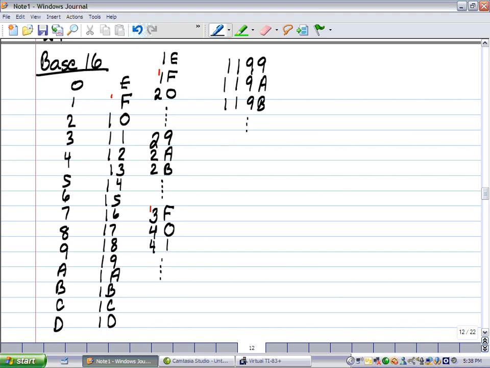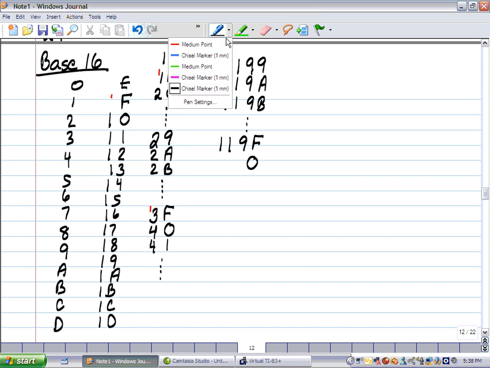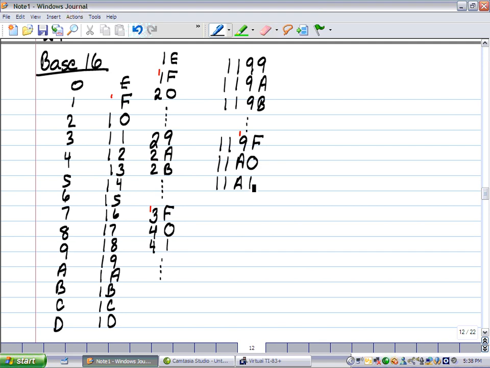Let's keep going till I get to 119F. Is there a symbol after F? No, we're out of symbols. So I have to start over at 0 and carry 1 to the next place value. Now that's asking me what's the next symbol after 9. Is there one? Yes. There is one. It is A. So after 119F is 11A0. And then 11A1. And so on.